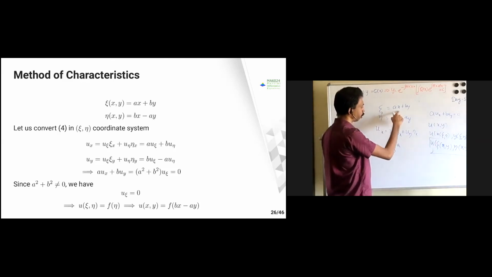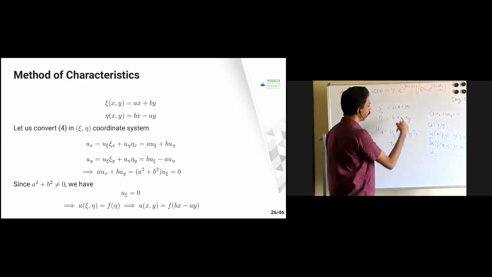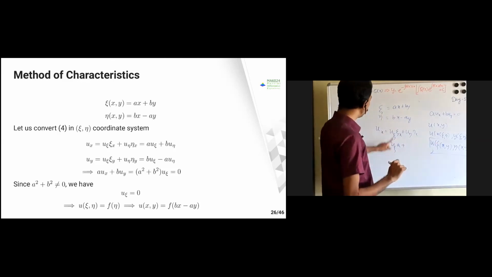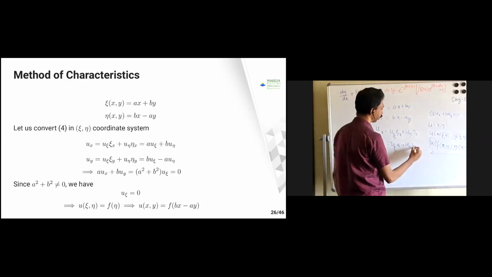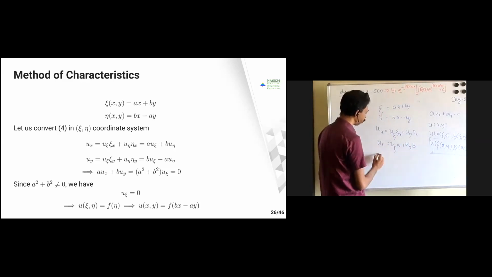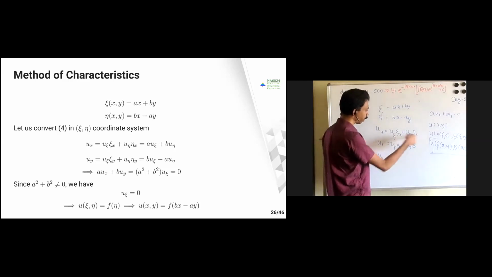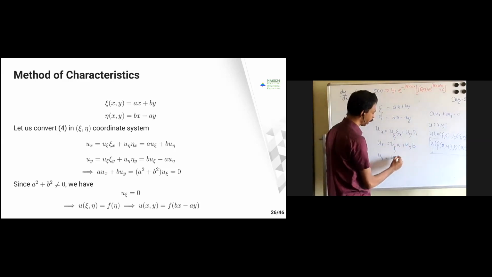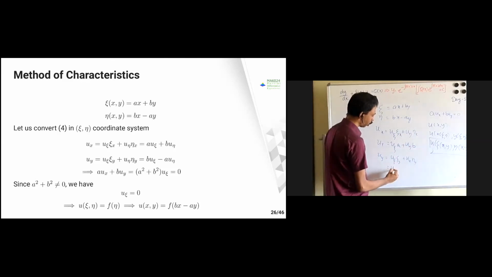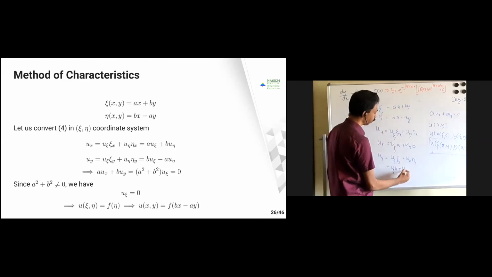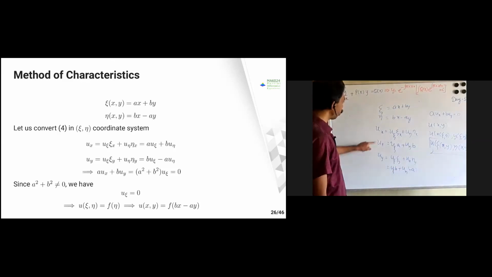I'm just differentiating with respect to x. Sorry, chi. Fine. Now u_eta, and eta_x is b. Okay, this is u_x. Now what is u_y? Again, same thing. Wherever I have x, I have to replace that by y. So u_chi chi_y plus u_eta eta_y. So now chi_y is nothing but b, and eta_y is nothing but minus c.